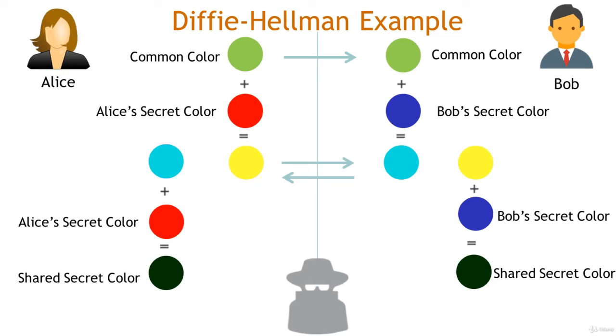Now let's assume that a malicious person is watching all of the messages that Alice and Bob exchanged. What would he know? Well, he knows that they started with the color green, and he knows that they exchanged the colors cyan and yellow. He would not know either of the two secret colors that Alice and Bob selected, which are red and blue, or the common secret color of teal, because those were never sent over the insecure channel.